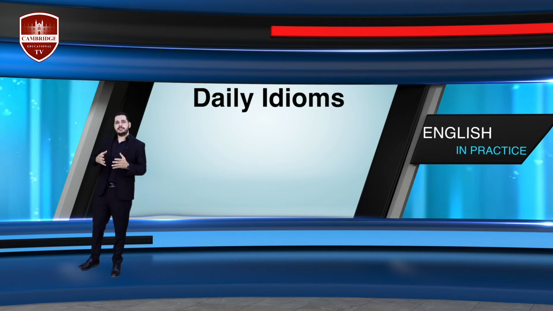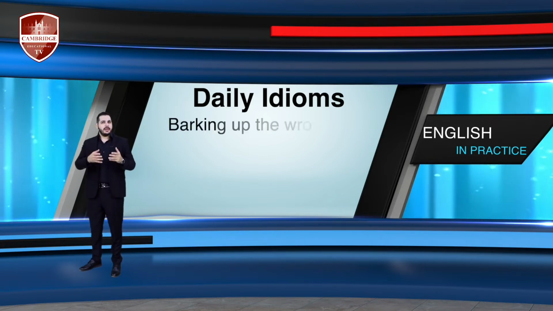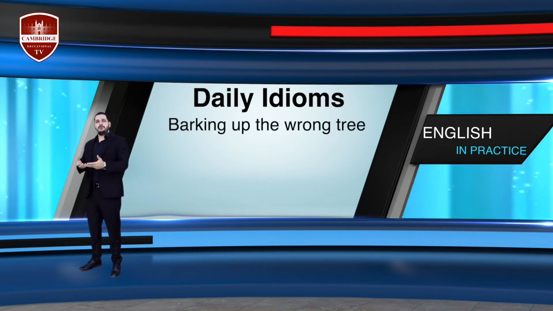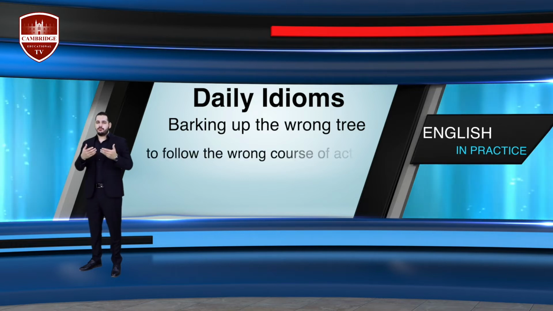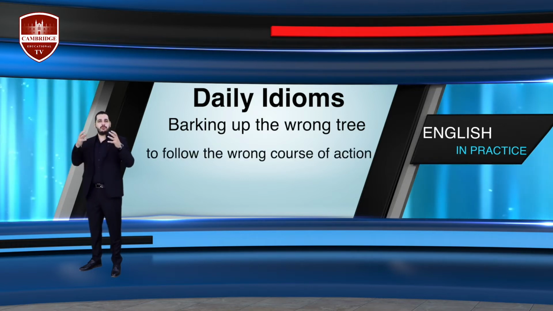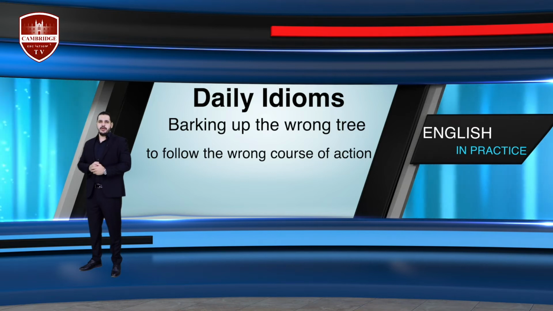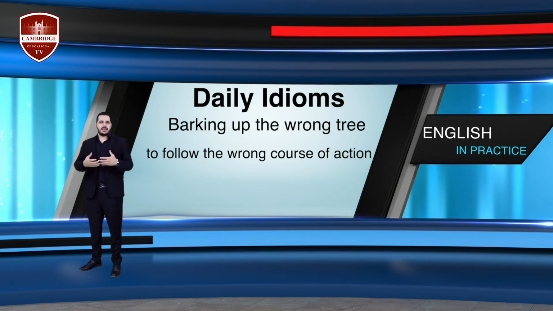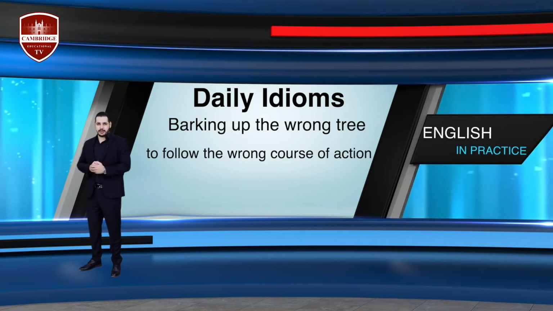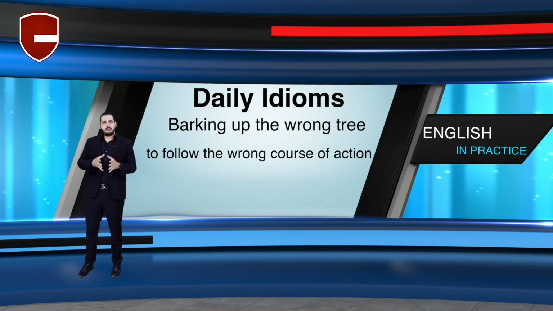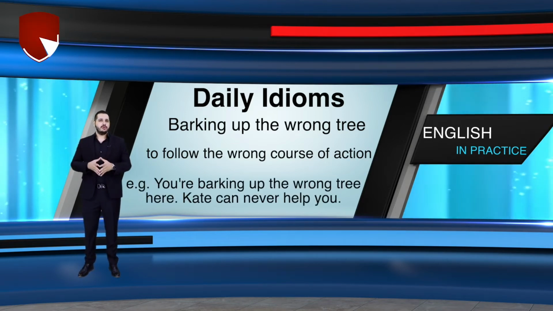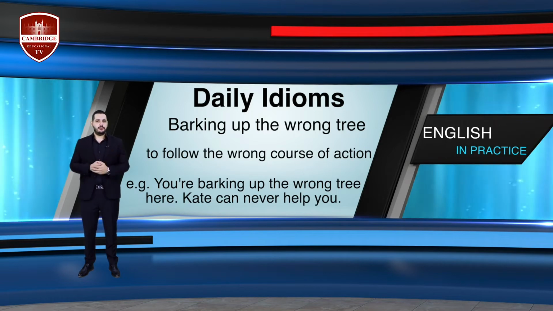The third idiom on today's list is barking up the wrong tree. To bark up the wrong tree means to follow the wrong course of action because you have the wrong idea in the first place. Let's have an example to see what that means and how to use the idiom appropriately. Example: you're barking up the wrong tree here. Kate can never help you.